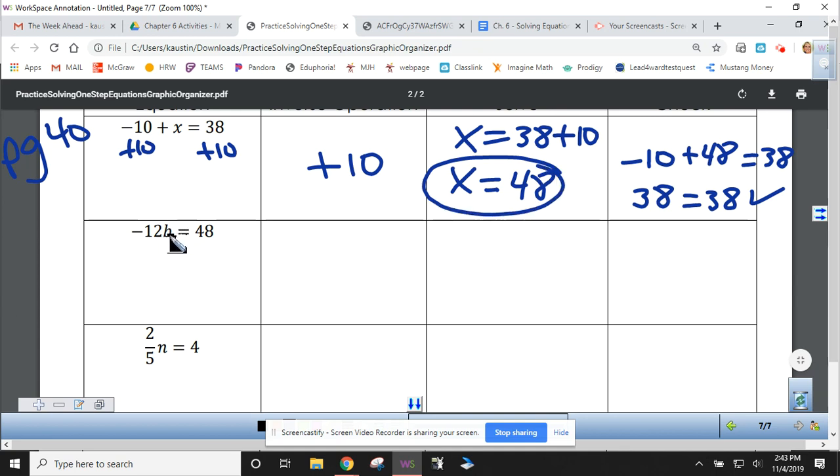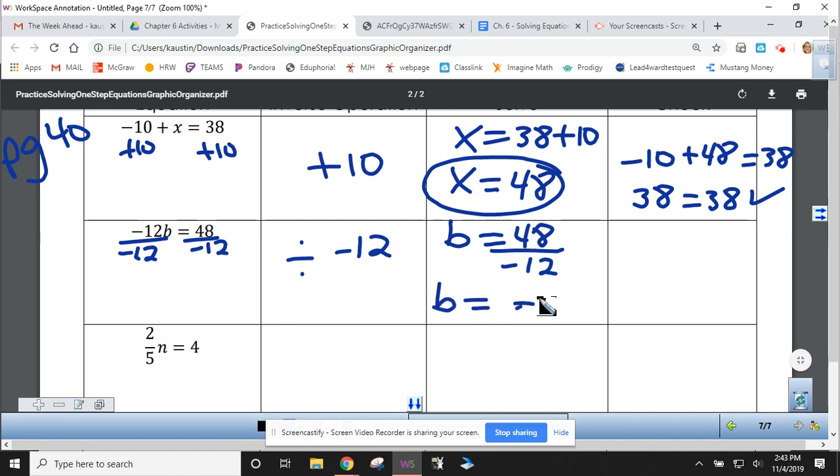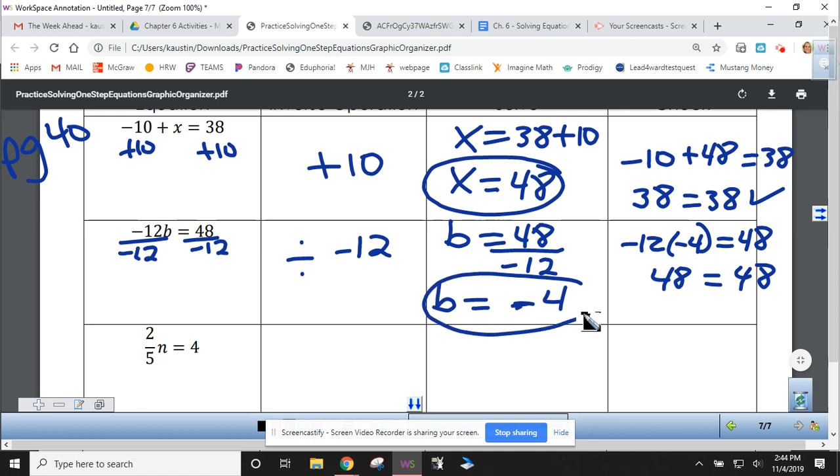This one I have negative 12 times b because it's touching with no operation in between. So the opposite of multiplying is to divide. Don't forget that negative sign on your coefficient. It doesn't go away. So I divide each side by negative 12. I get b equals 48 divided by negative 12, which is negative 4. I substitute back and make sure that's correct. And that is correct.